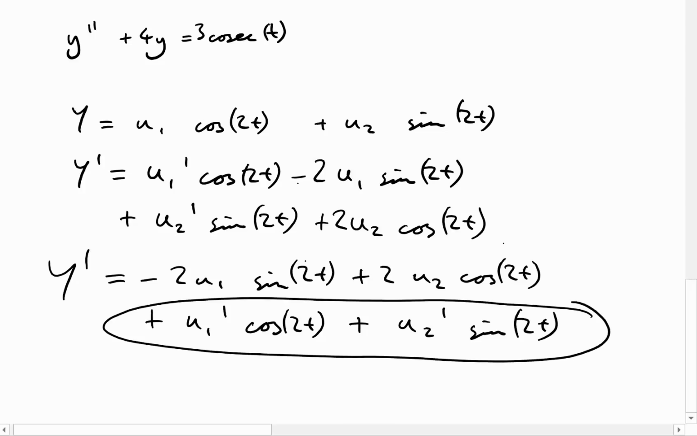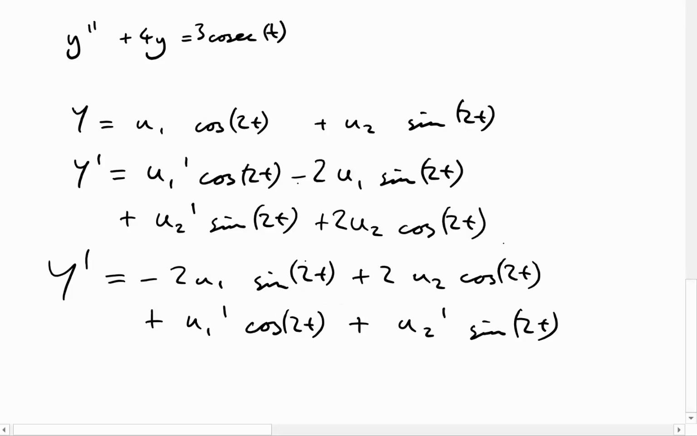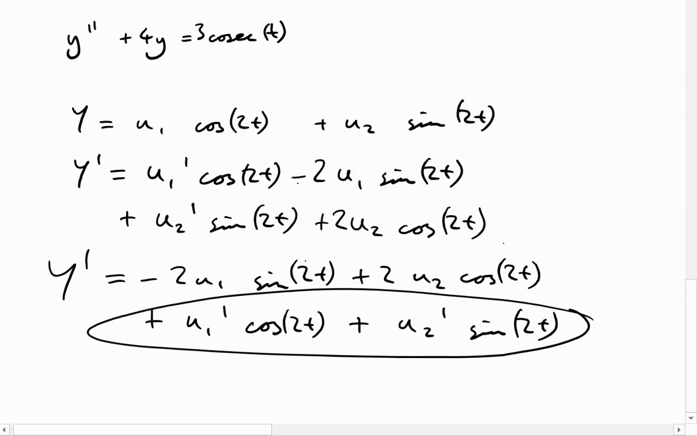Basically, this thing here, I'm going to impose the condition that it is going to be 0. Now, you may say, well, hang on a minute, why? Well, it'll come clear in just a moment. I'm going to impose that condition now, because I could carry on differentiating, but otherwise it's just going to get so messy.